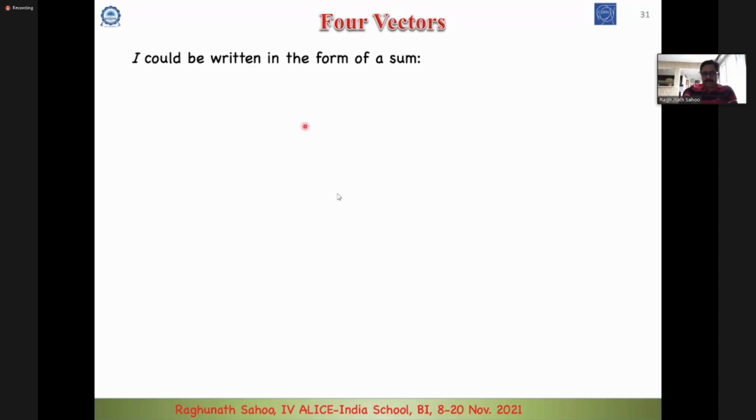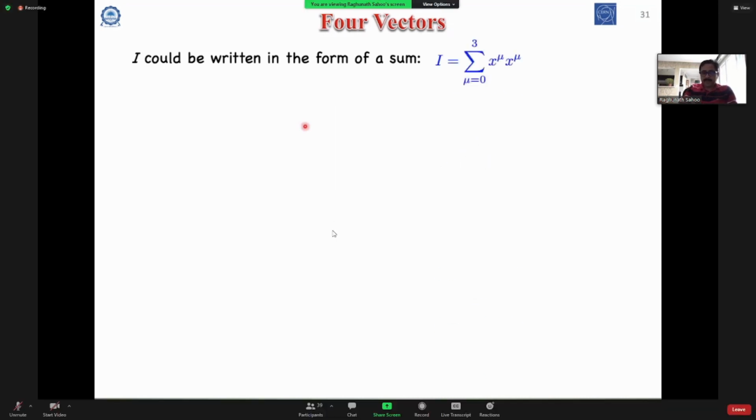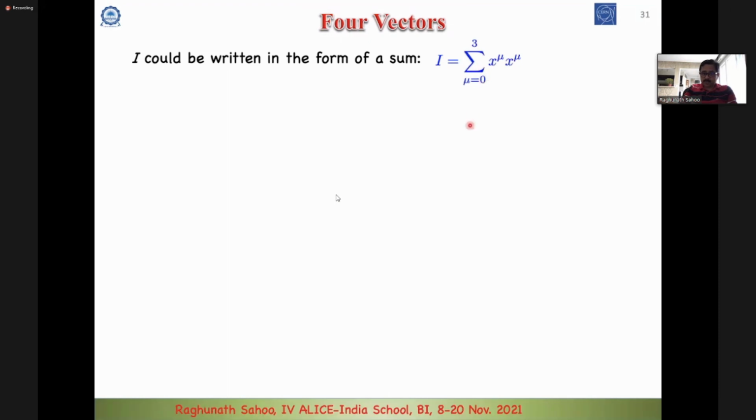So I could be written in the form of a sum, where the index μ runs from 0 to 3, and I can write this as the sum of x^μ x^μ with appropriate signs. Can I get rid of this summation? Because I don't like to write too much mathematics and unnecessarily keep it in mind, making my brain CPU busy. So can I get rid of this summation? Okay, so let's go ahead.